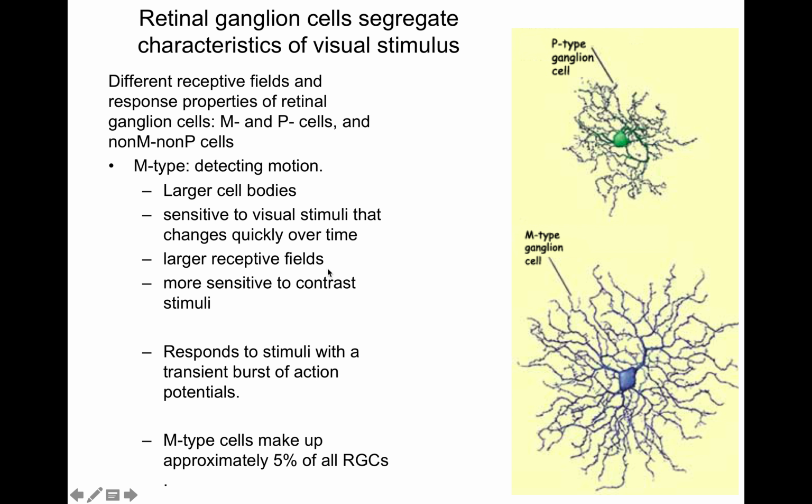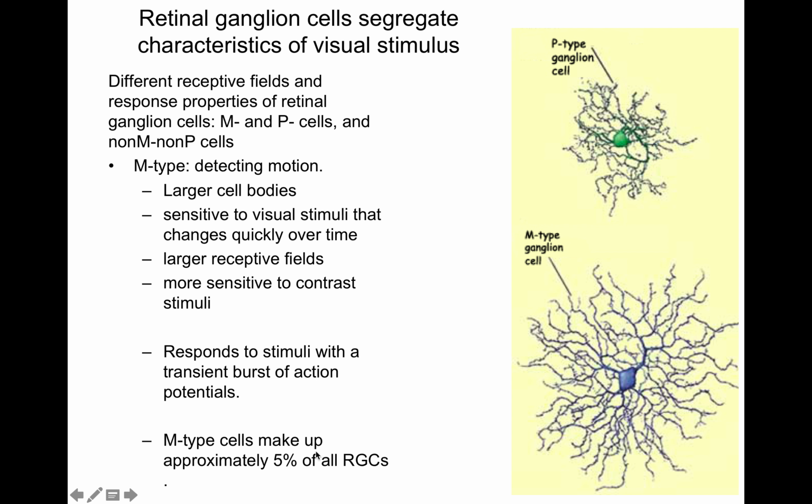So the M type are really good at detecting motion. They tend to have really large receptive fields and larger cell bodies. They're sensitive to visual stimuli that change quickly over time, so they're able to adapt really quickly to a change in a visual stimulus. You can see their large receptive fields in part because of how they have their dendritic arborization for picking up the sensitive inputs. And then they're more sensitive to contrast.